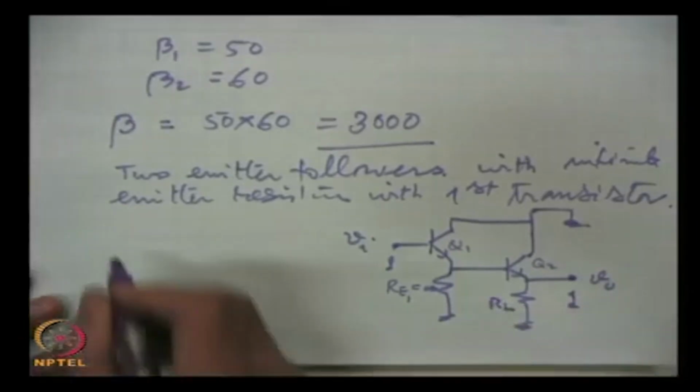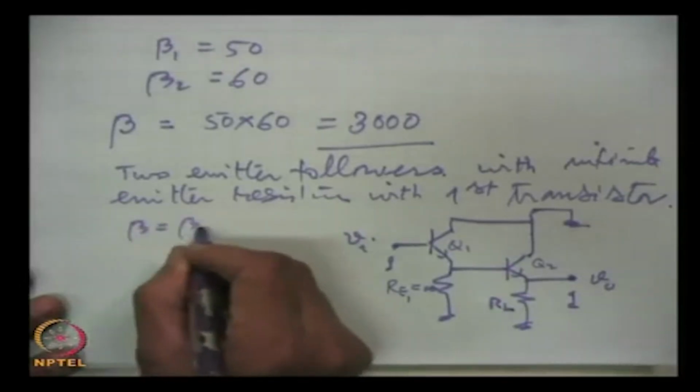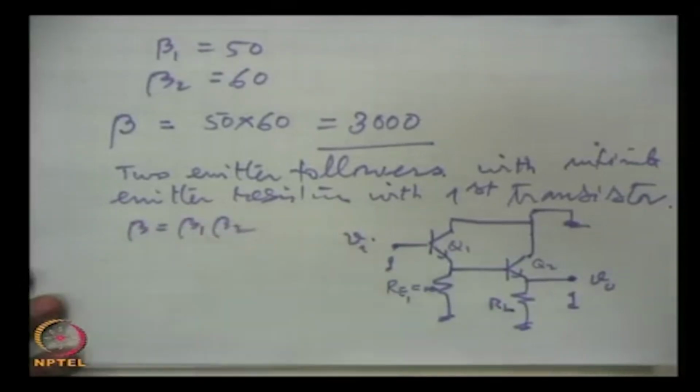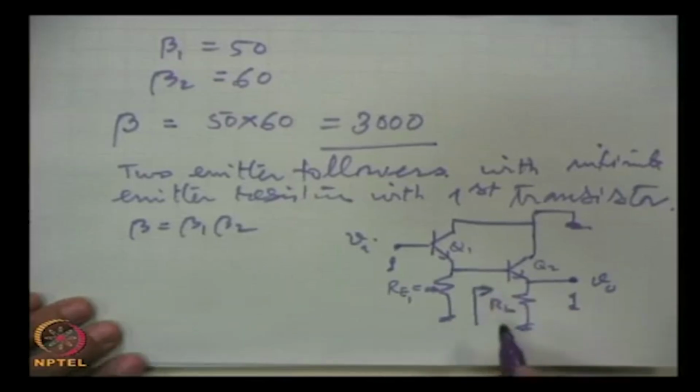Then, since beta is beta 1 times beta 2, there is another advantage: the current gain of the Darlington pair is very high, and so is the input impedance. What is the impedance here? The impedance here, that is ZI at the second stage.